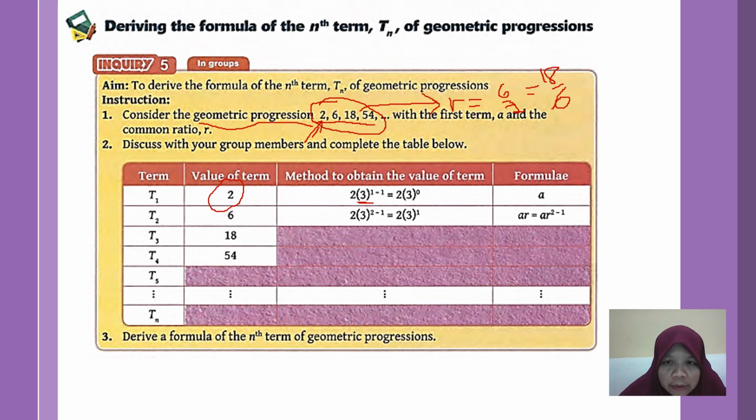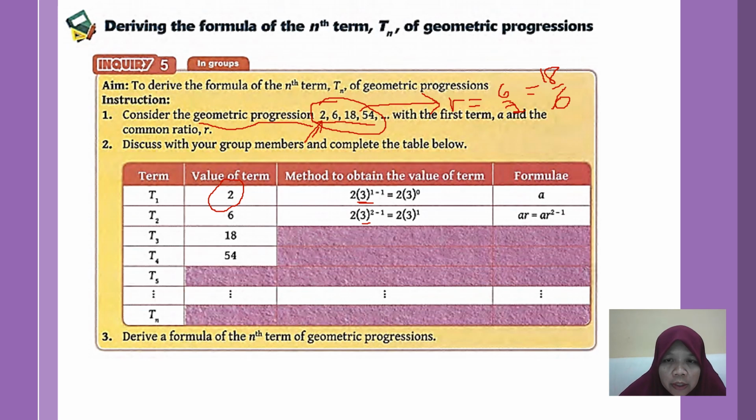And then from here, we know that the formula for the first term is a. Now look at the second term. The second term given is 6. How do we get 6? You can write it as 2 times 3 to the power of 2 minus 1, and this is equal to 2 times 3 to the power of 1.